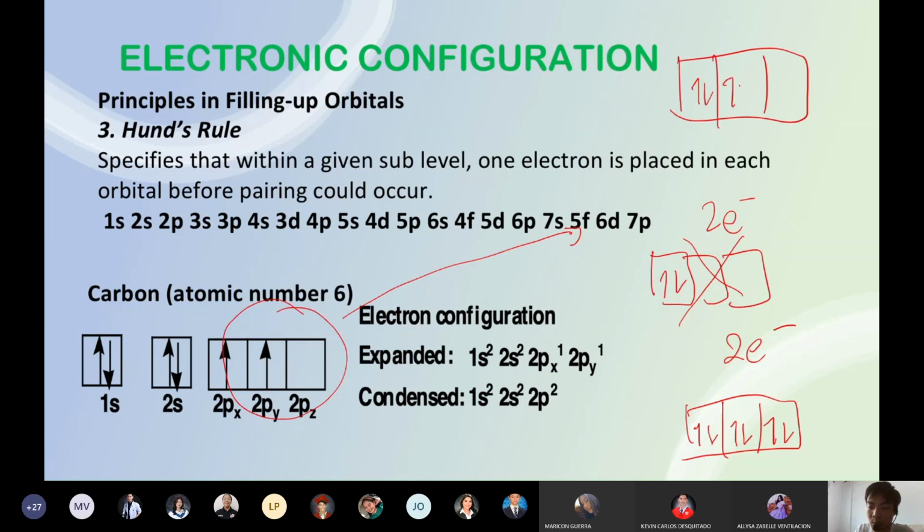Sir, pwede ganyan? Hindi pwede. X yun. Ano yung pwede? Ganito lang. Taas, taas, taas. Left to right muna is isa. Then, if kompleto na sila, you can now start pairing them.